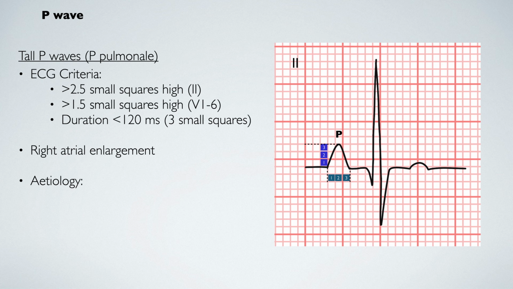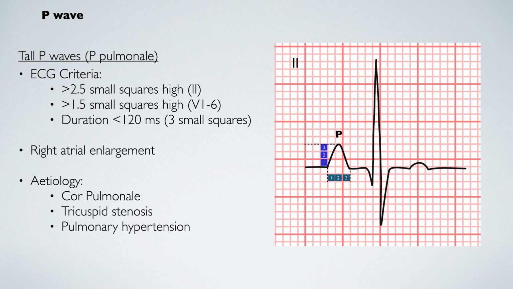The cause of tall P waves is right atrial enlargement, and this is usually caused by conditions which increase the pressure of the right atrium, such as cor pulmonale, tricuspid stenosis, pulmonary hypertension, and congenital heart disease such as tetralogy of Fallot.